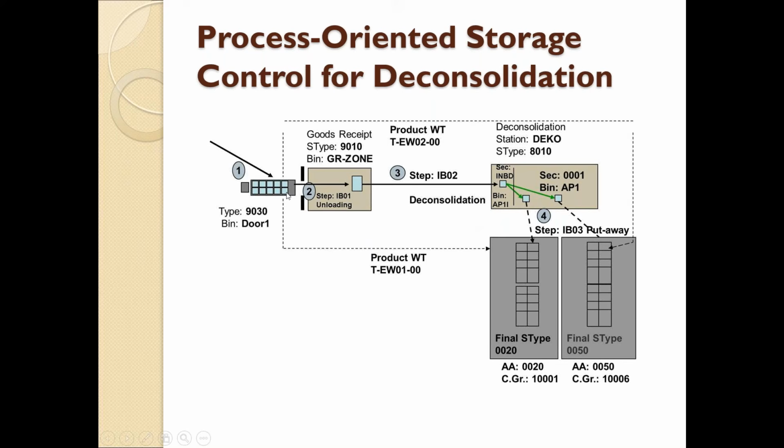We predefine the steps in the system, telling it that I'll have an IB01. If you see this, the step of IB01, the step of IB02, and the step of IB03, whatever it is, these are all predefined steps in the system, and I want my products to undergo this process. That's the reason we call it process oriented storage control. It means we already determine one storage control in the system, telling it that I would like to determine a certain process for these products before I perform the put away. In such a way, the system goes sequentially through all these steps, and then the activity will be done.